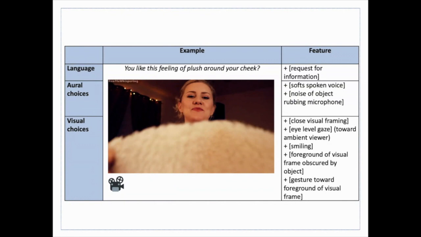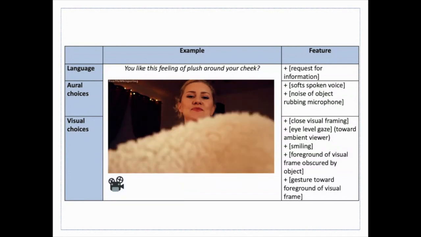For example, in this video, the YouTuber is tucking the ambient viewer into bed and places the blanket at the foreground of the visual frame to suggest this action, while commenting on the feeling of the blanket against the viewer's skin and asking whether they like it. The positioning of the object in this way couples with the sound of the blanket being rubbed against the microphone, both to create the sense that it is touching the viewer and to produce a noise that will act as a trigger, invoking ASMR in some people.